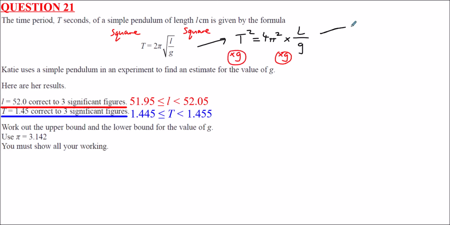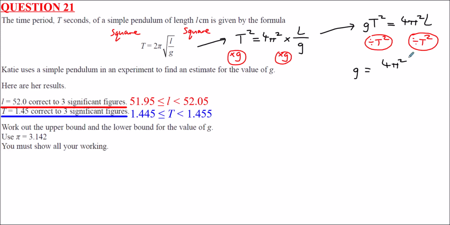So when we do that, on the left hand side, now we're going to have G T squared equals 4 pi squared times L. Then finally, to have G as a subject, we can divide both sides by capital T squared, and that gives us that G will be 4 pi squared L all over big T squared.